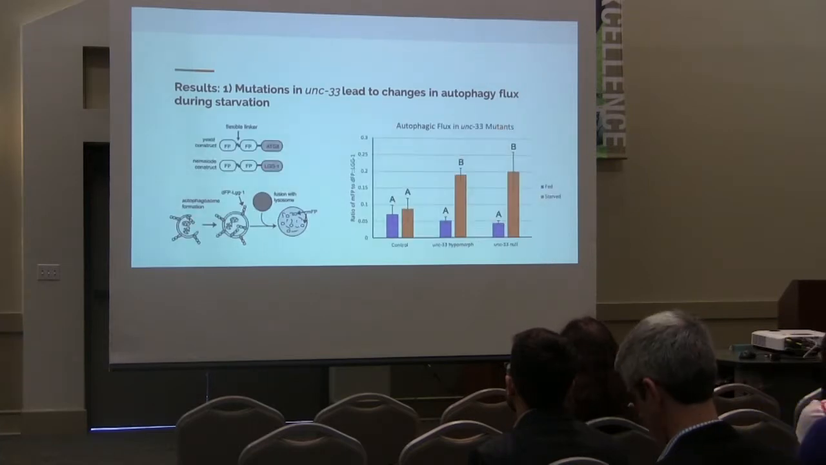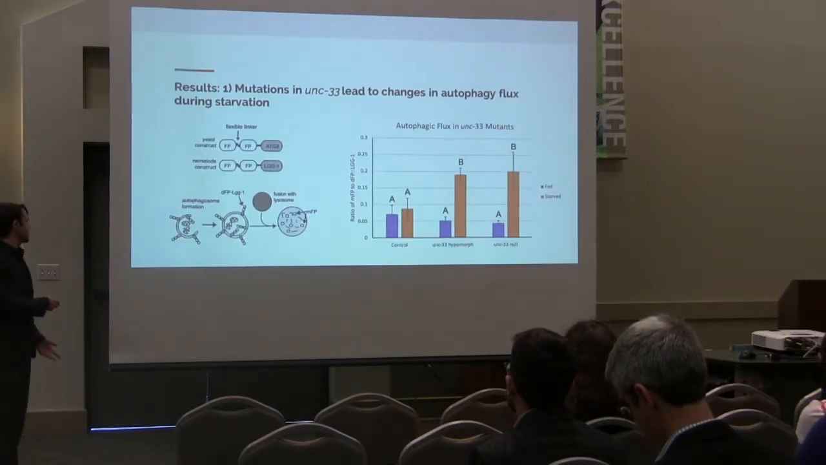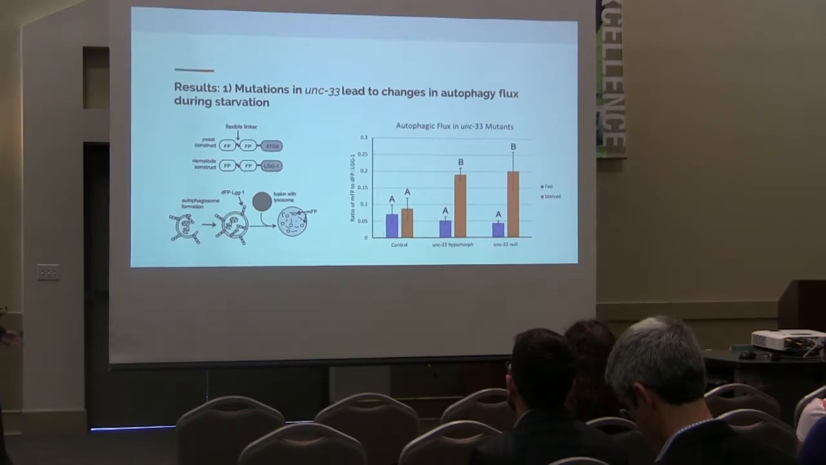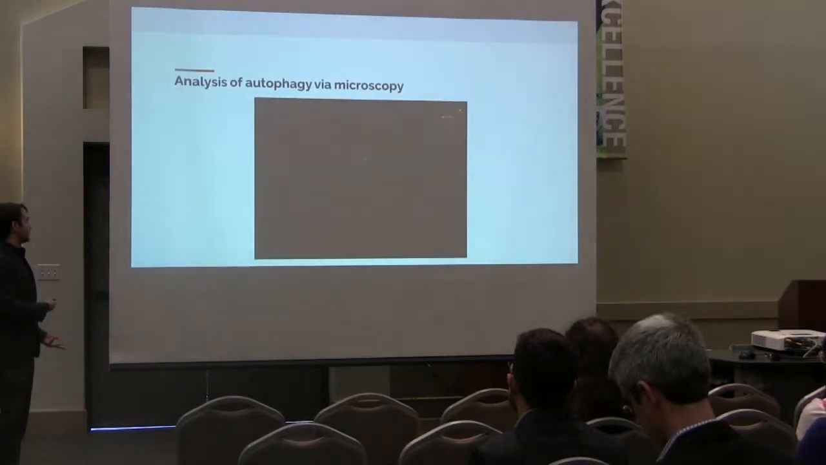So the quantification of that data looks like this. Essentially what this graph is showing is the amount of monofluorescent protein detected in those bands, divided by the full construct here. What you see is that in the control animals, there's really no difference between the fed and the starved conditions, as you might expect, because they're handling that increase in monofluorescent protein appropriately. And then in UNC33 hypomorphs and nulls, we see a significant increase in the ratio from the fed to the starved conditions. So we have a significant interaction effect here, which is exciting. That's showing that UNC33 plays a role.